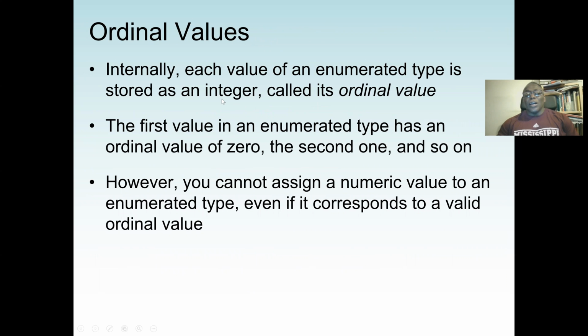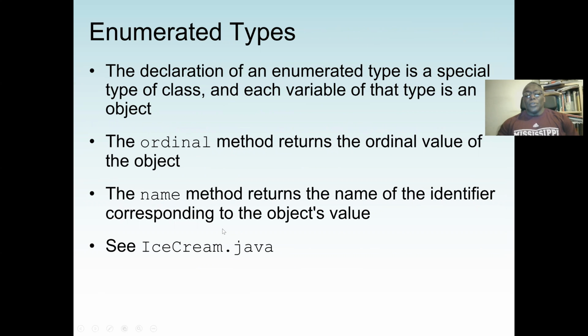Ordinal values are values that are in order. We can do the same thing in an enumerated type. Internally, each value of an enumerated type is stored as an integer called its ordinal value. The first value in an enumerated type has an ordinal value of 0. The second is 1, and so on. The declaration of an enumerated type is a special type of class, and each variable of that type is an object. It's not a primitive type, it's a class type, enum.